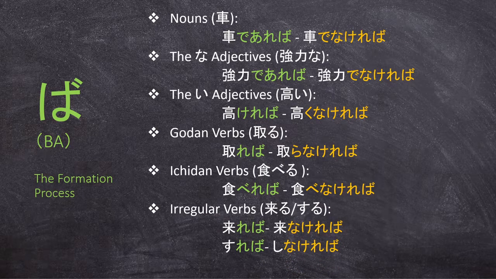And finally, we have the irregular verbs, and those are kuru and suru. So in the case of kuru, we have kureba and konakereba. After that, we have sureba and shinakereba.